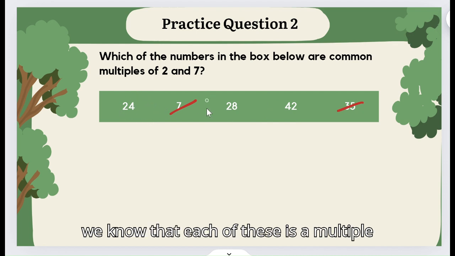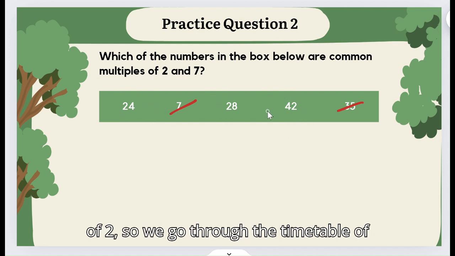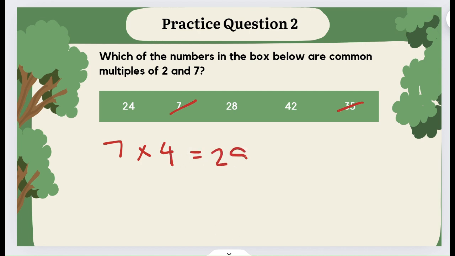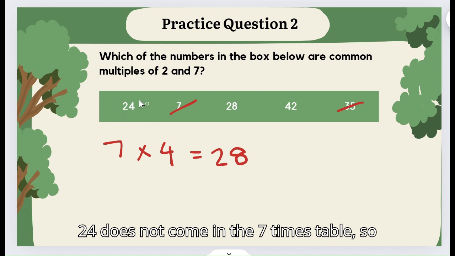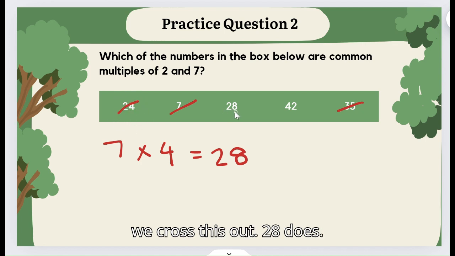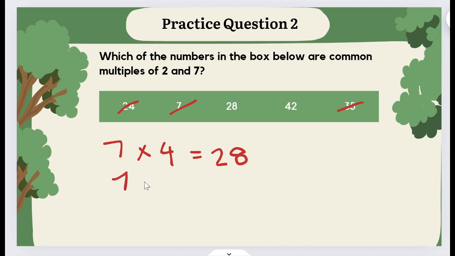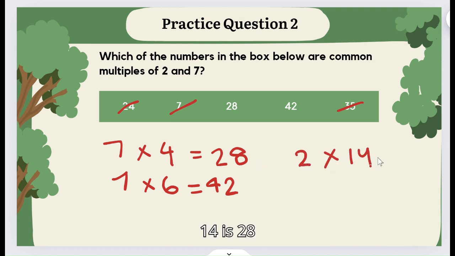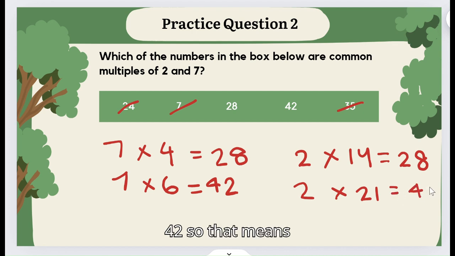Well, we know that each of these is a multiple of 2, so we go through the times table of 7. We know that 7 times 4 is 28. 24 does not come in the 7 times table, so we cross this out. 28 does. 7 times 6 is 42. Both of them come in the 2 times table, so 2 times 14 is 28, and 2 times 21 is 42.